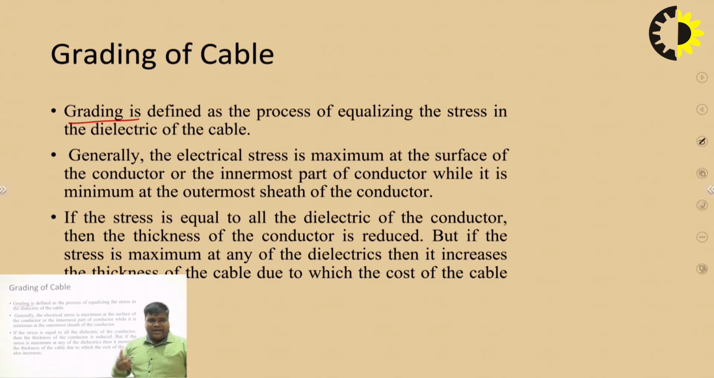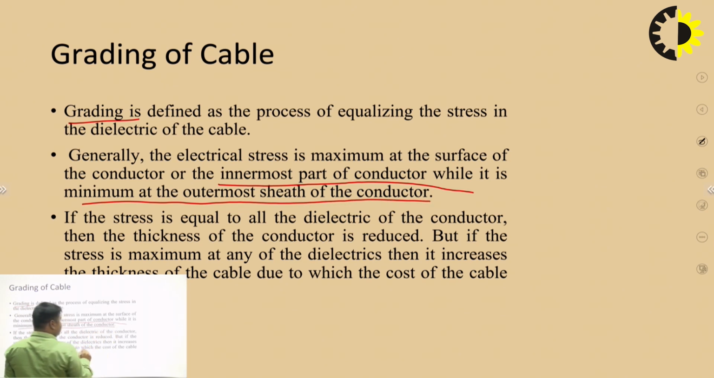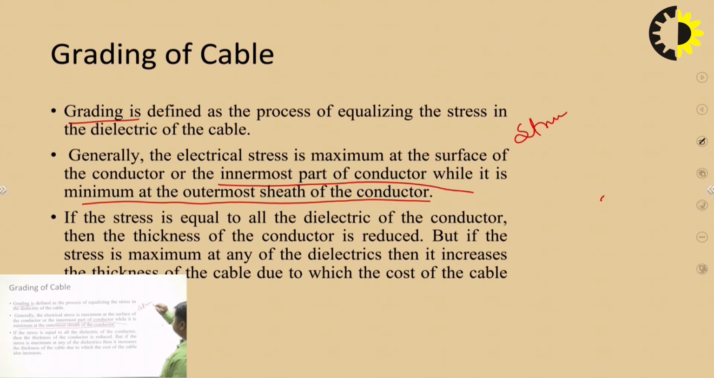Generally, the electric stress is maximum at the surface of the conductor or innermost part of the conductor, while it is minimum at the outermost sheet of the conductor. This is very important. We can easily see the stress is maximum at the surface of the conductor, the innermost part, while it is minimum at the outermost sheet of the conductor.